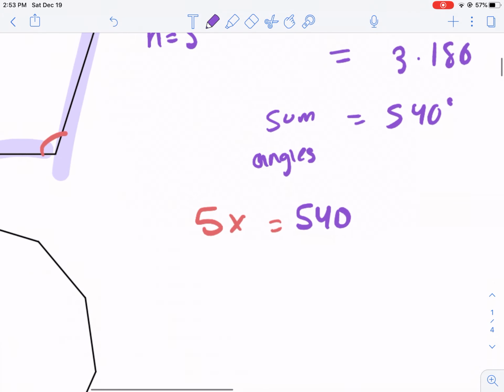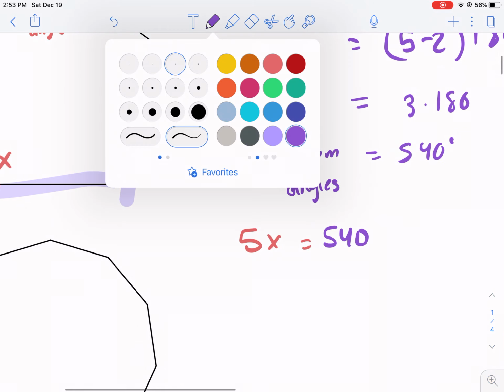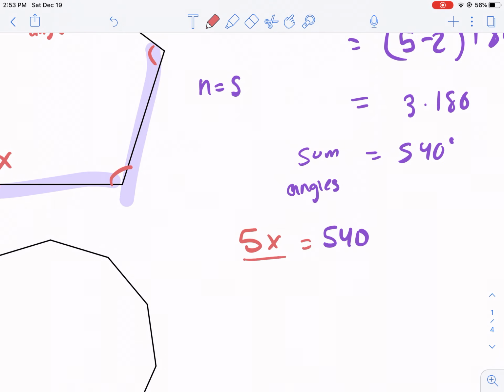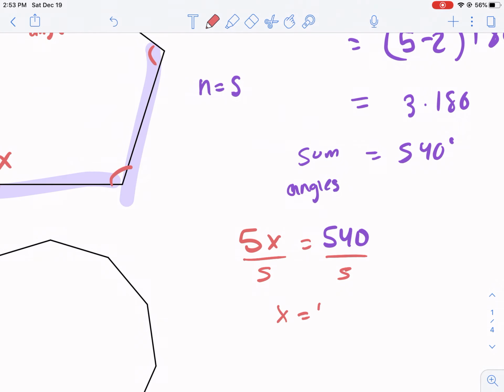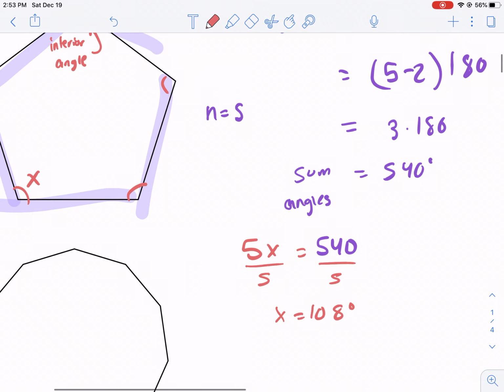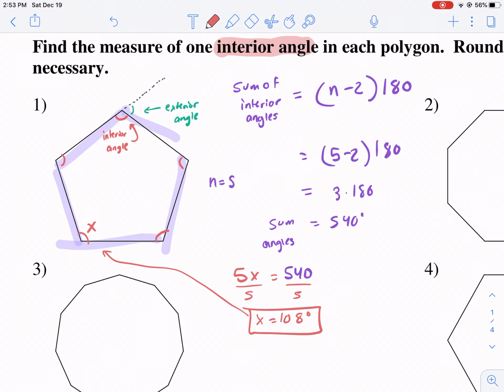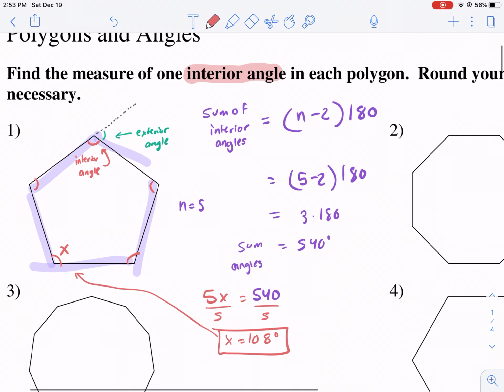That means these 5 angles that we don't know the value of, we can call one x, and there's 5 of them. So 5 times x is equal to 540. If we just want to find x, one angle, we divide both sides by 5. 540 divided by 5 gives us 108. So x equals 108 degrees, and that's how you do these types of problems. It's not complicated. It's a lot of button pressing on a calculator, but really it's not bad.